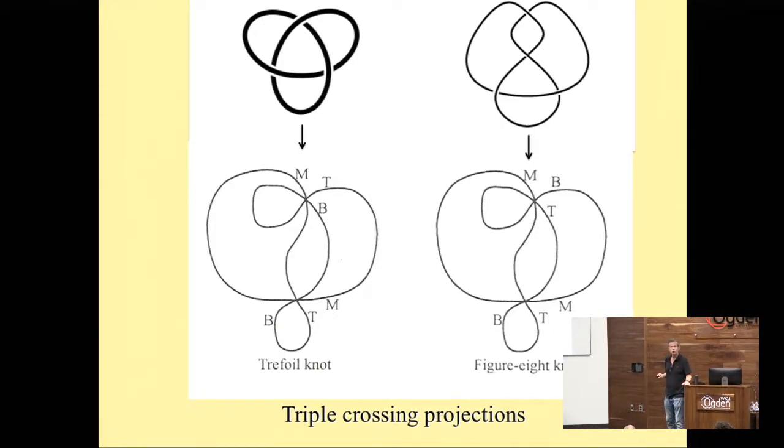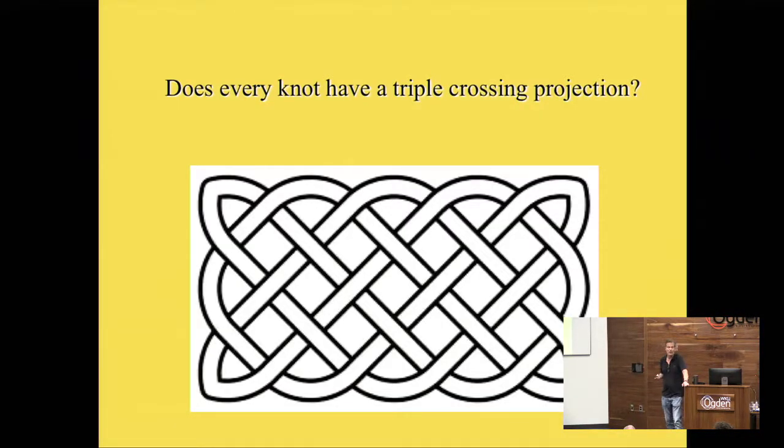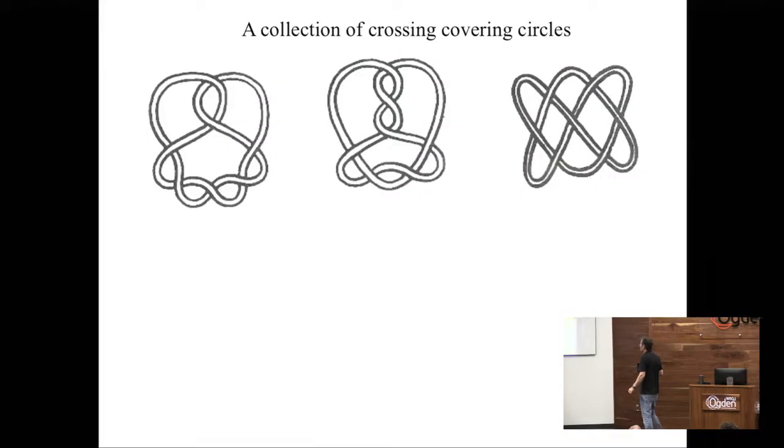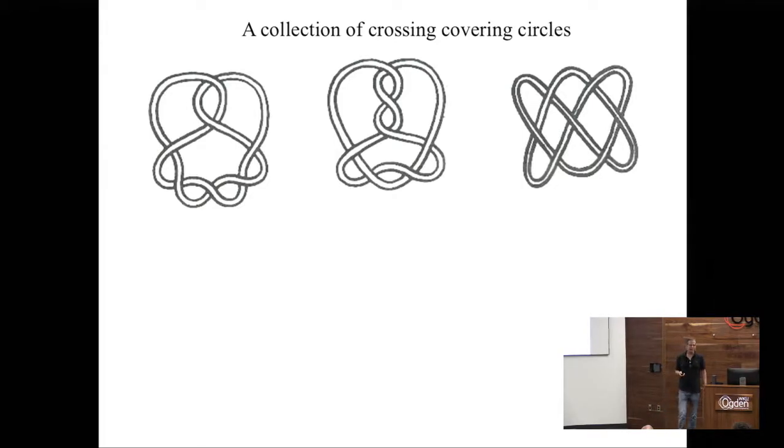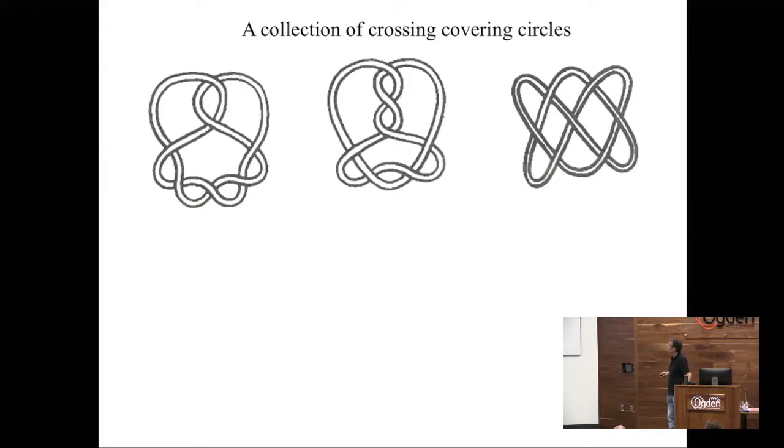So the obvious first question you're going to ask is, does every knot have a triple crossing projection, right? So here's some knot. Is it true that I can take that knot and turn it into a projection that has just triple crossings? So that's the very first question you want to ask. And I'm going to use this idea of what is called a collection of crossing covering circles.